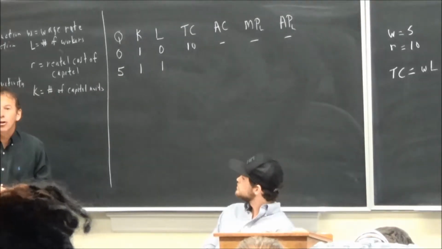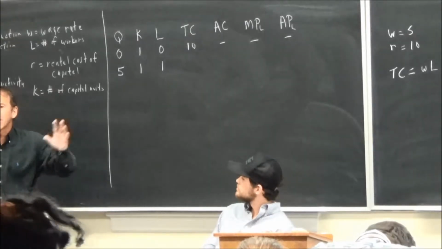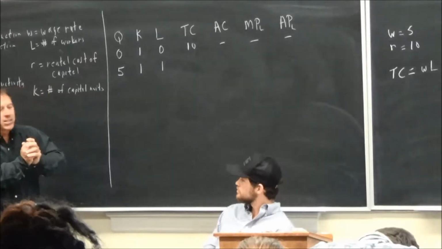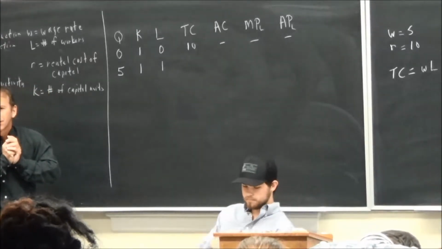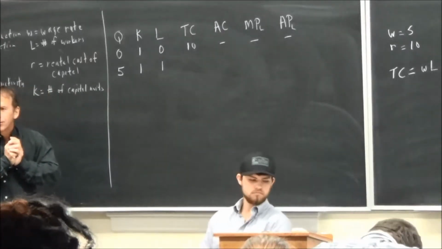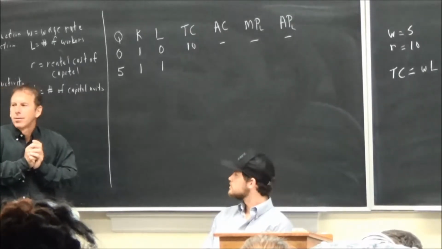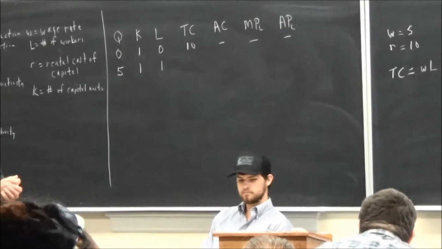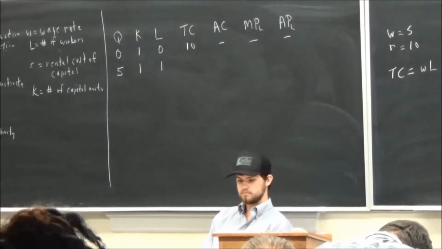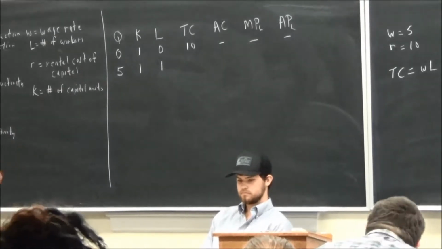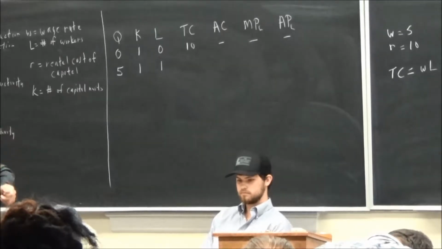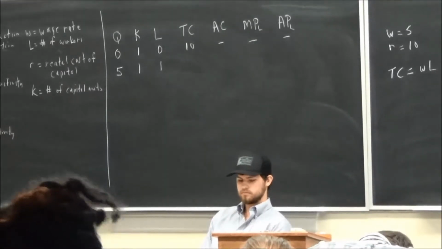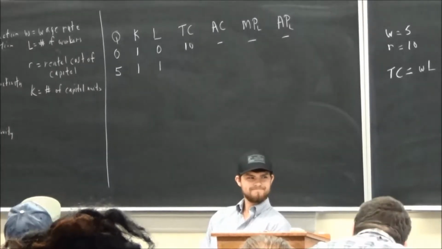How much would the total cost be? Everybody should be able to get this. We paid for 1 unit of labor. How much does a unit of labor cost? 5. A unit of labor is a wage rate. That's when you get paid per hour. You're paid a wage rate. So that 1 unit of labor costs $5.